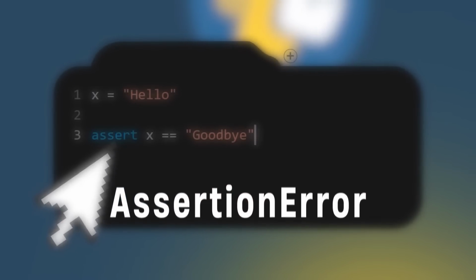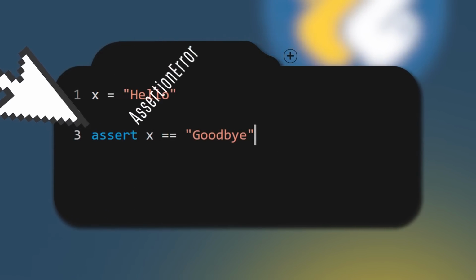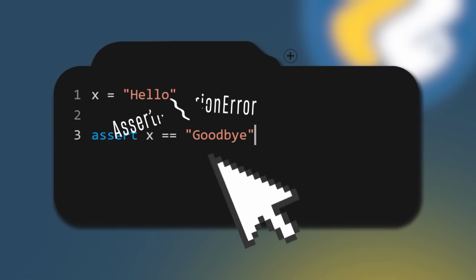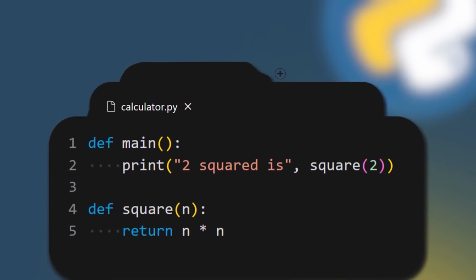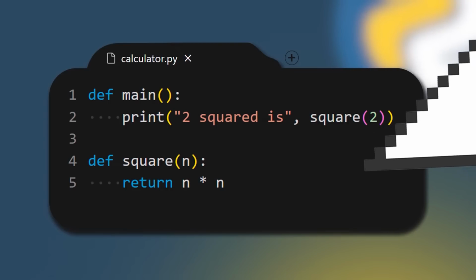If not, the program will raise an assert error. In this case, the assert will raise an assert error because hello is not equal to goodbye.